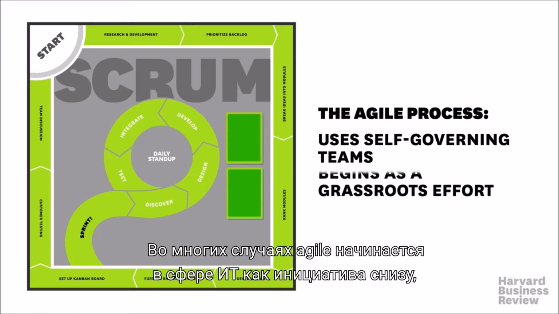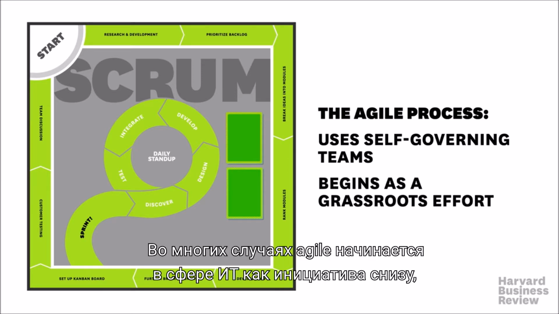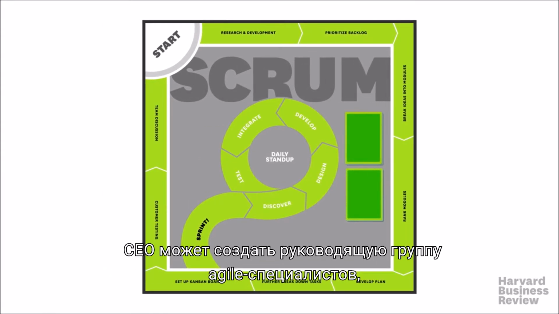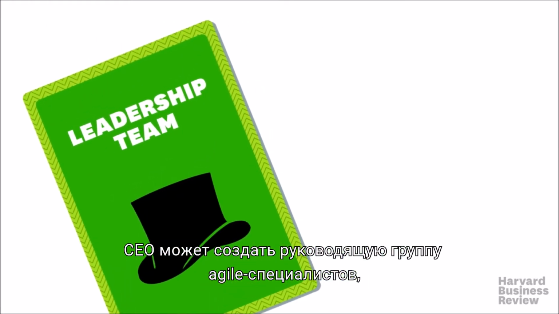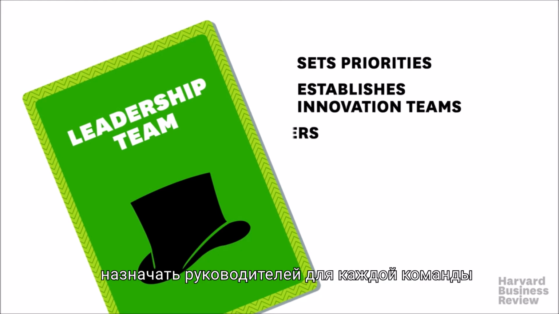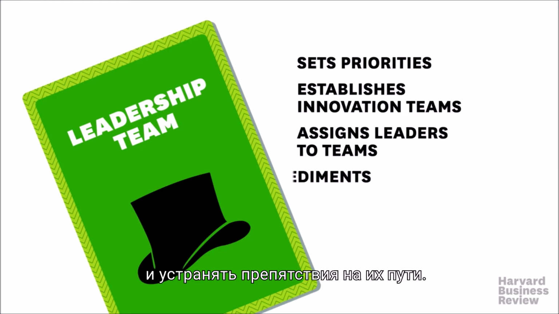In many cases, Agile begins as a grassroots effort, often in IT. But when a business fully embraces it, the CEO may create an Agile leadership team to set priorities, establish innovation teams, assign initiative owners to lead each team, and remove impediments that the teams encounter.